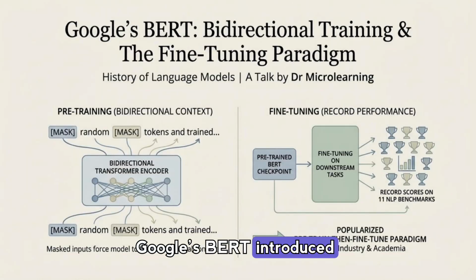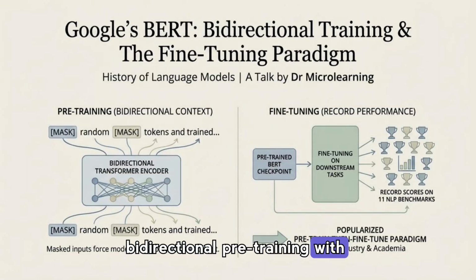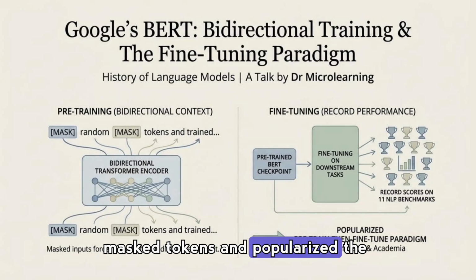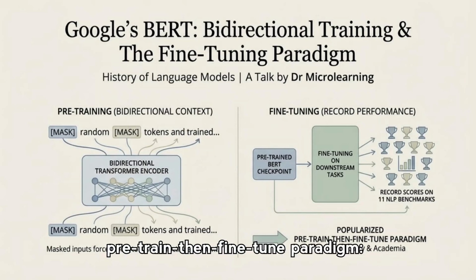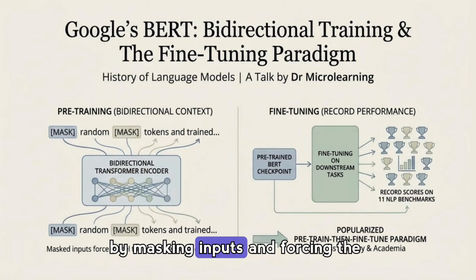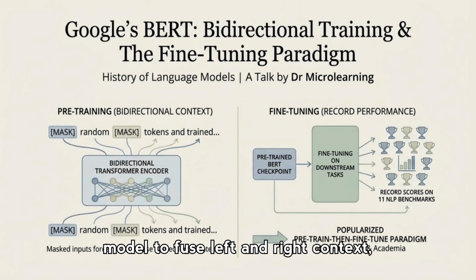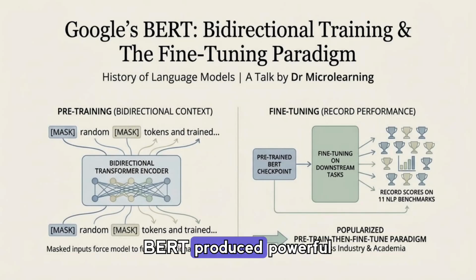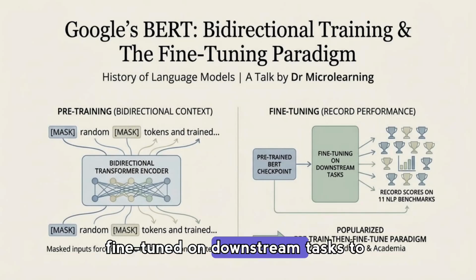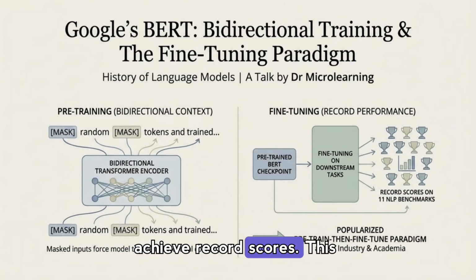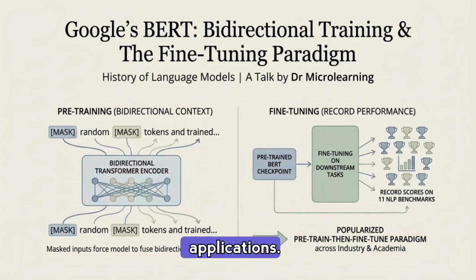Google's BERT introduced bidirectional pre-training with masked tokens and popularized the pre-train then fine-tune paradigm. By masking inputs and forcing the model to fuse left and right context, BERT produced powerful contextual encoders that could be fine-tuned on downstream tasks to achieve record scores. This approach shifted practice across industry and academia toward leveraging large pre-trained checkpoints for many specific applications.